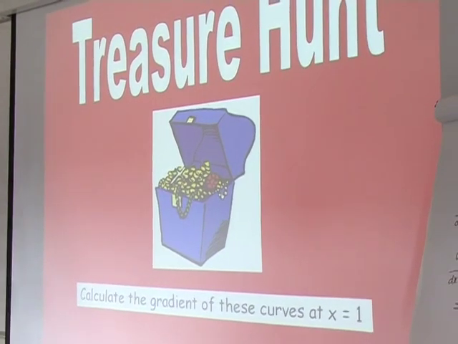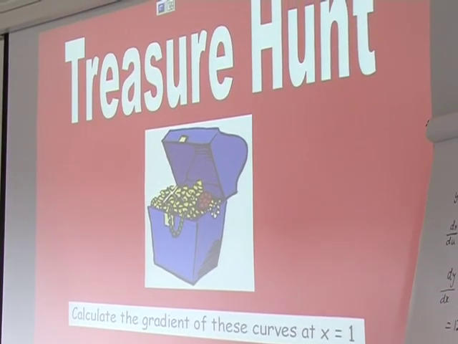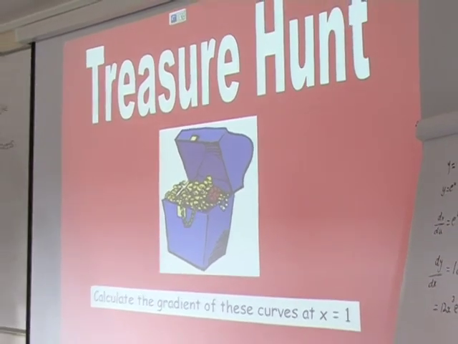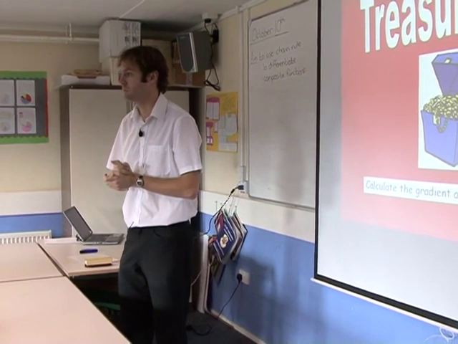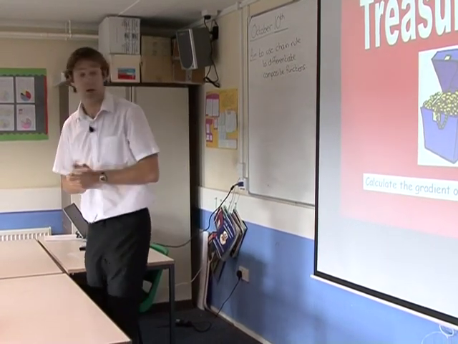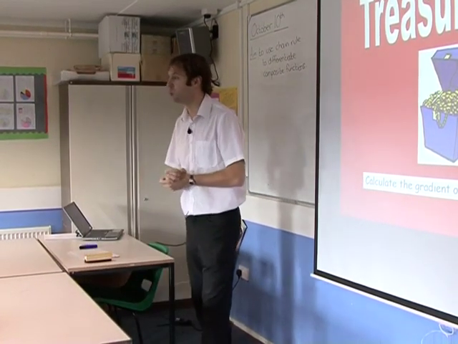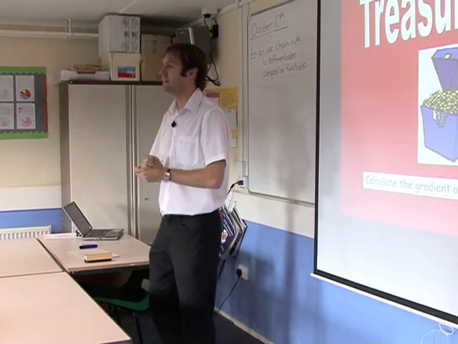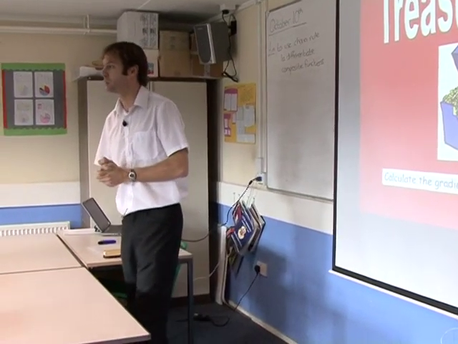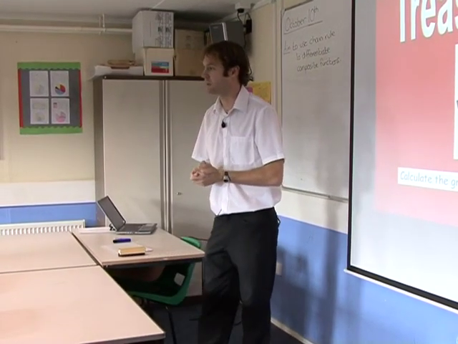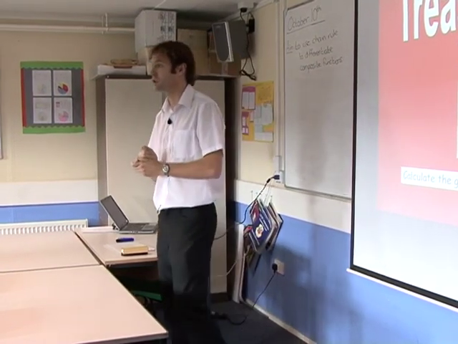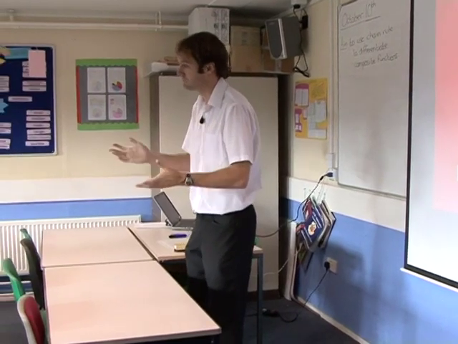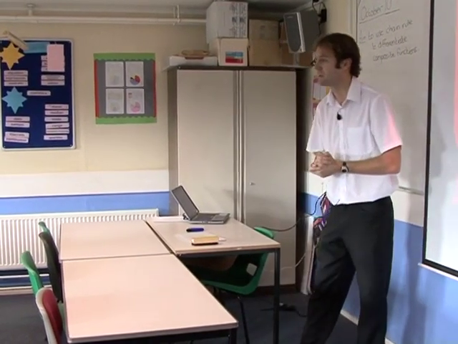On each bit of card, there is a function. What I want you to do is calculate the gradient of each of these functions at x equals 1. The answers will be on a different piece of card. The 10 cards loop around, and the first to finish all 10 cards will receive any treasure that I might have to give away. In this case, sweets.